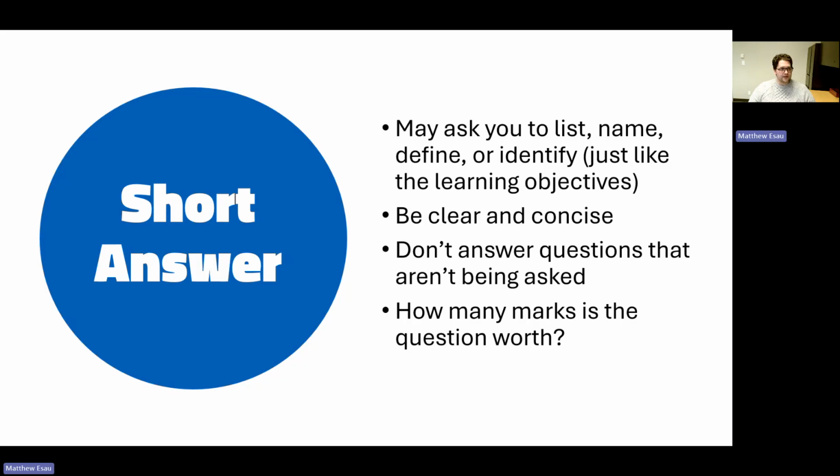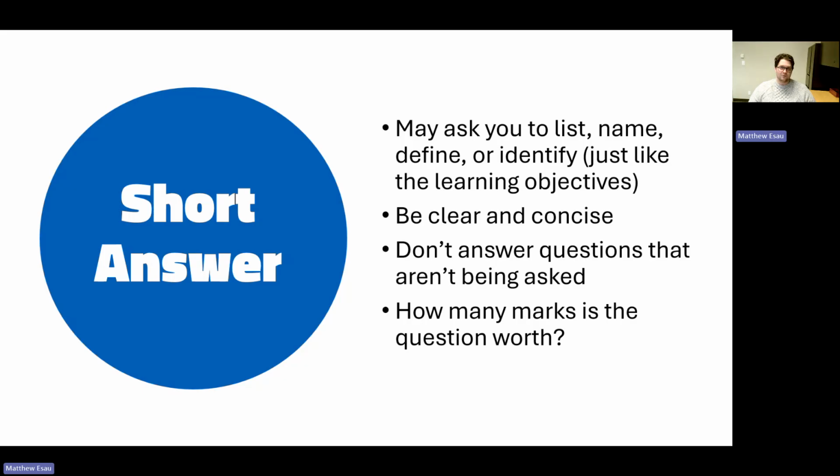Be really clear and concise. Don't ramble on and dump all the information about the question into it. It just makes it harder to mark, and you're not going to be given marks for those kinds of things. And don't answer questions that aren't being asked.